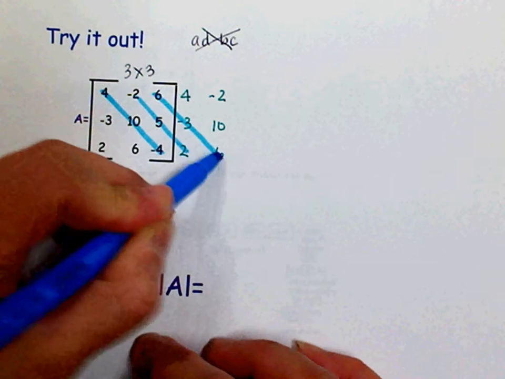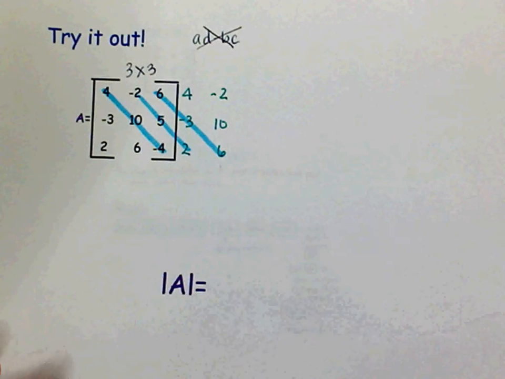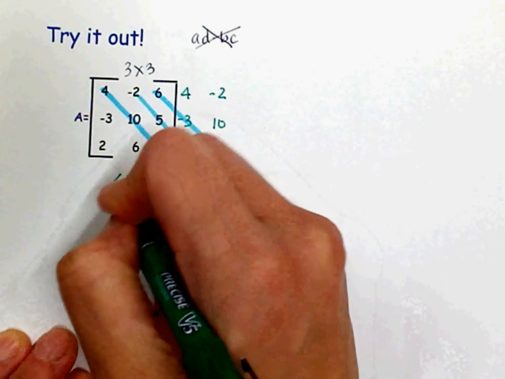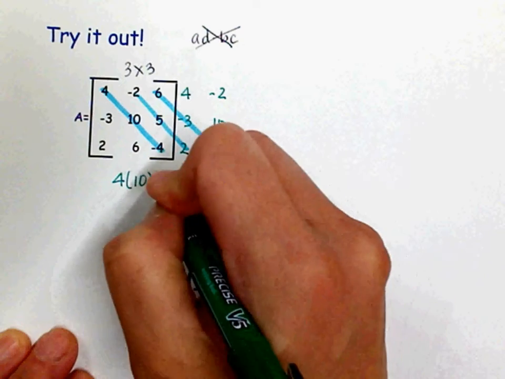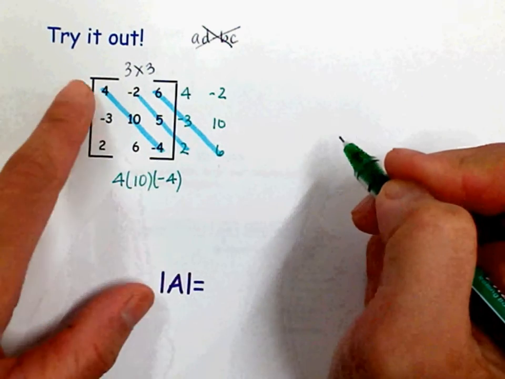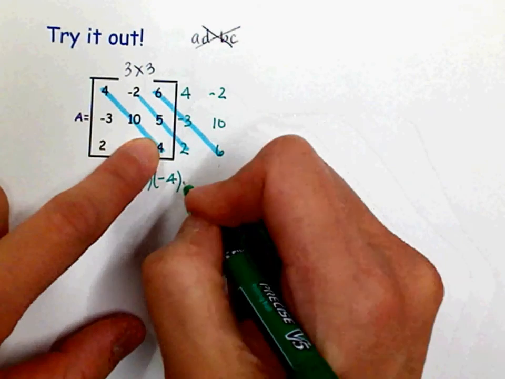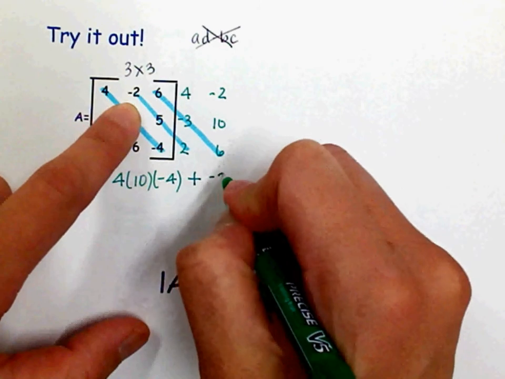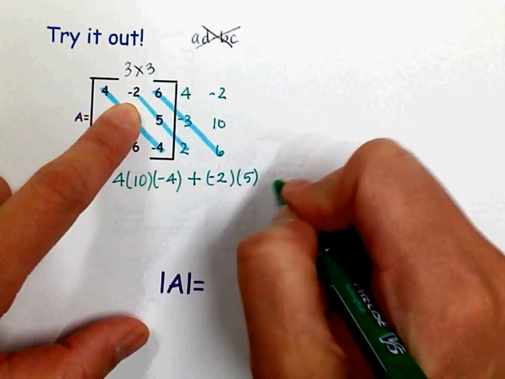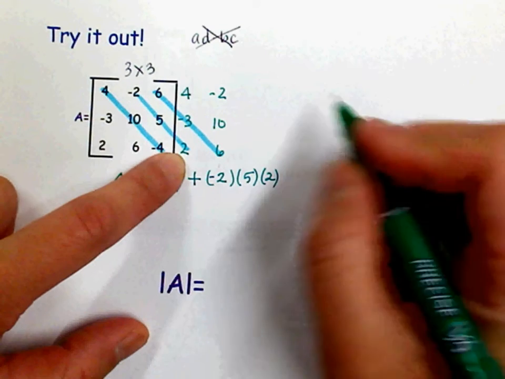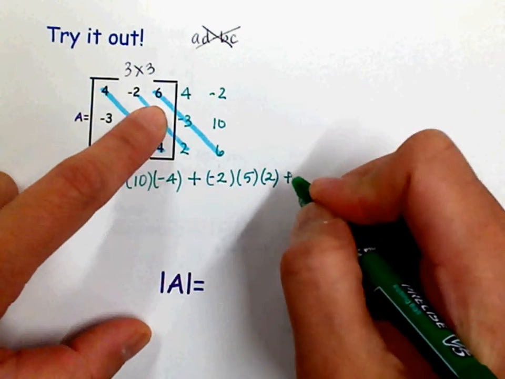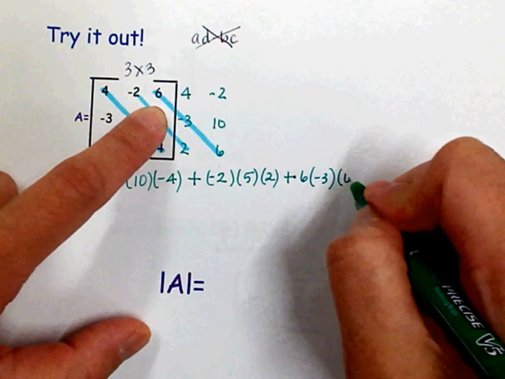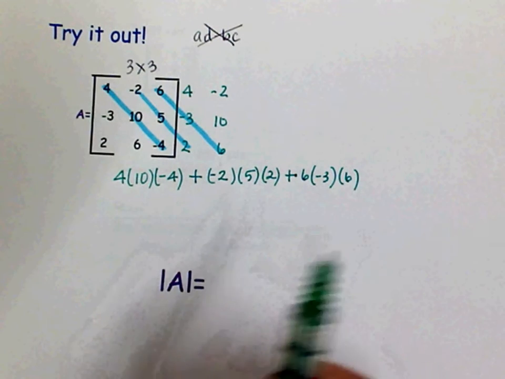You see how I just highlight that? So, you're going to take 4 times 10 times negative 4, the sum, okay, plus negative 2 times 5 times 2 plus 6 times negative 3 times 6. Okay, do you guys see all that?